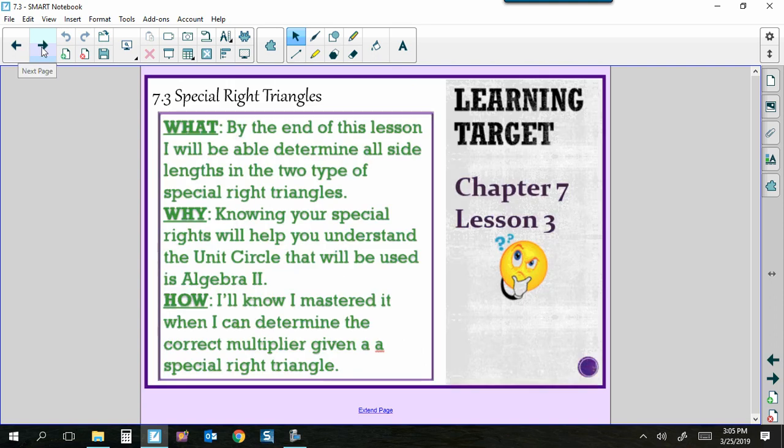These are our triangles that are special. They are special. Oh my lord. What are we doing?